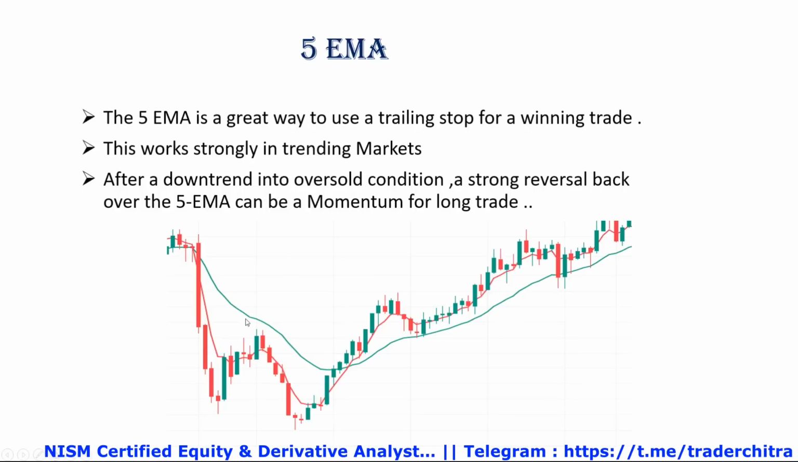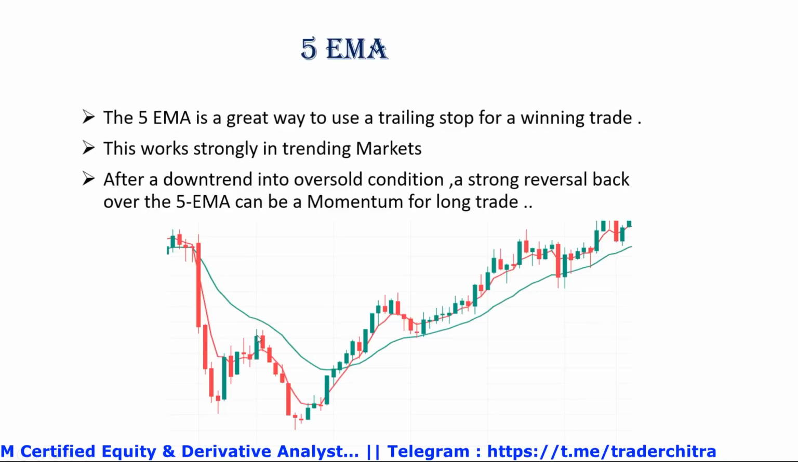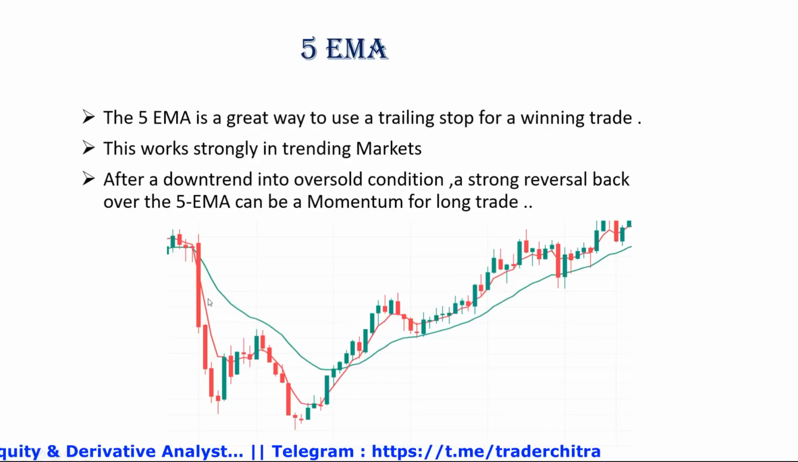After the downtrend is into an oversold condition, a strong reversal back over the 5 EMA can be a momentum for a long trade. What is the meaning of that? See, this is the bearish crossover, and the red EMA is the 5 EMA. After that, when we see the green candle going above the 5 EMA, that can be a momentum for the long trade. So this is how we have to use the 5 EMA in our trading.